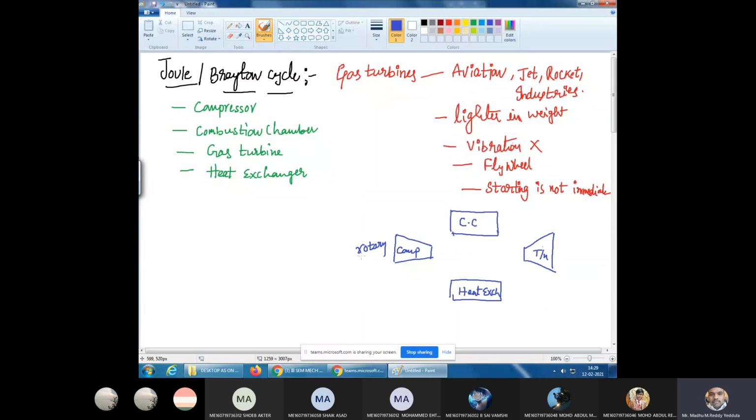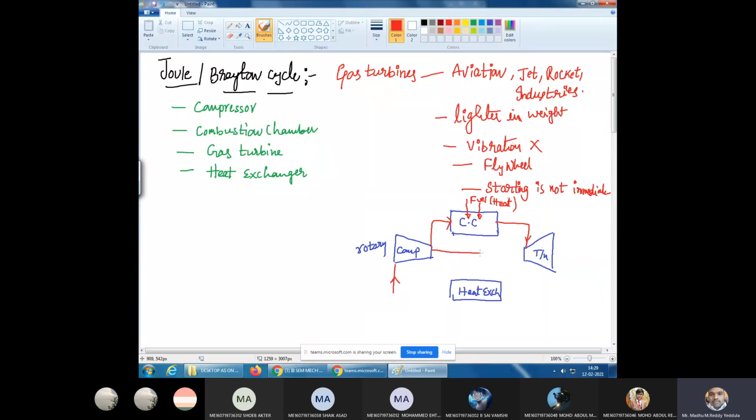Here is the heat exchanger. Now the connection will be like this. The compressor takes air from the atmosphere and raises its pressure, and high pressure, high temperature air is supplied to the combustion chamber. In the combustion chamber, heat is added, meaning fuel is supplied. I can call it heat addition in the combustion chamber. Due to that, high pressure, high temperature gases are liberated, and those gases are expanded over the blades of the turbine.